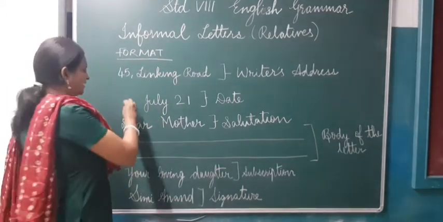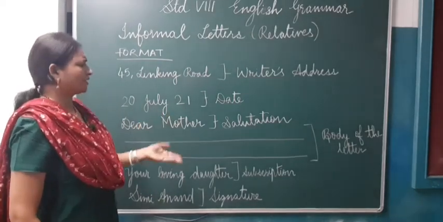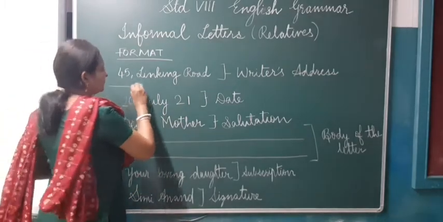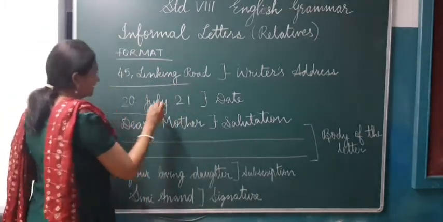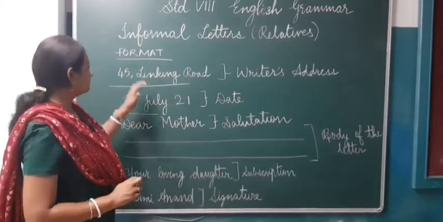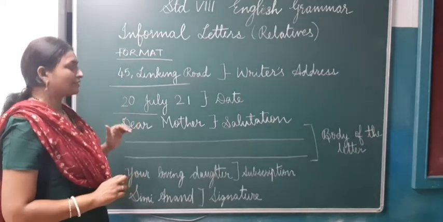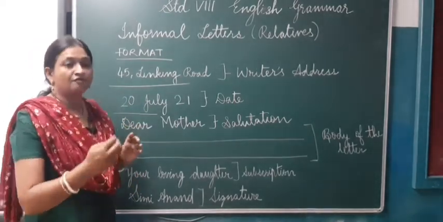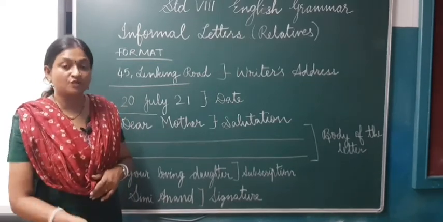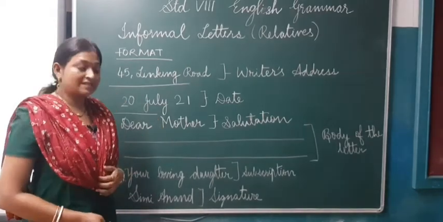Okay, you can write any date. I'm just writing roughly, 20th of July, 21st, that is the date. So after each of these items, you will be leaving a line. See, these dashes signify that you have to leave a line in between. First address, leave a line, date, leave a line, and then comes the salutation. Dear mother, dear father, dear son, dear daughter, or dear best friend. All these things that you write are your salutation.